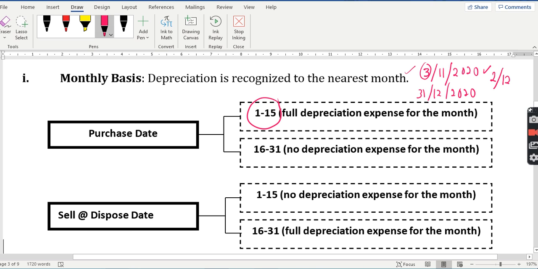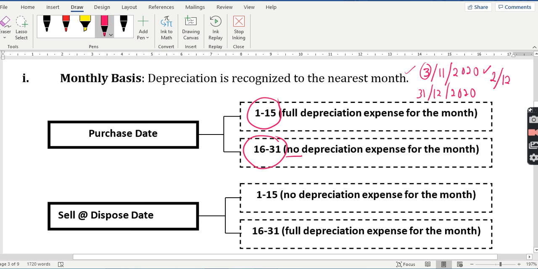But if you purchased the asset towards the second part of the month, from the 16th until the 31st, then to be fair to the asset, because you just bought it towards the end of the month, there won't be any depreciation for the month that you bought the asset.